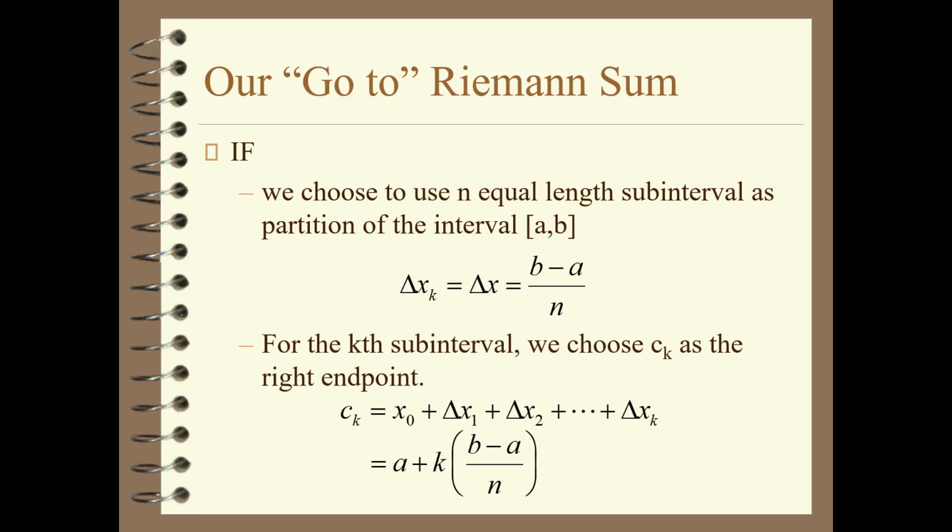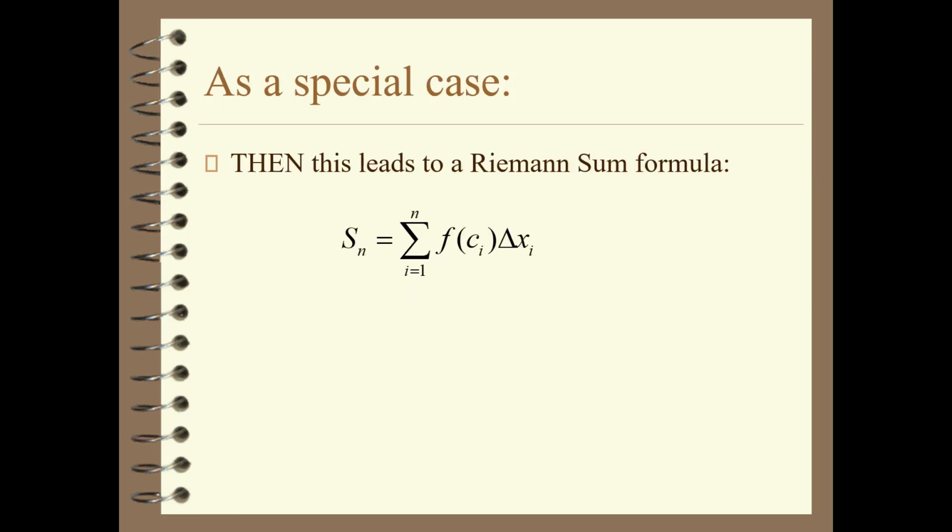Also, the very first x value in this particular partition is the leftmost x value in the interval from a to b. So x naught is a. That then gives you a formula that if you want to know what the choice point is in the kth subinterval, it's always a plus k times b minus a over n. Using these choices, the normal Riemann sums formula becomes just this one.